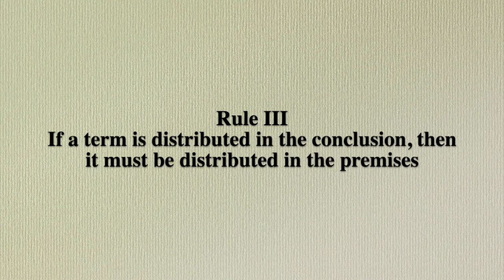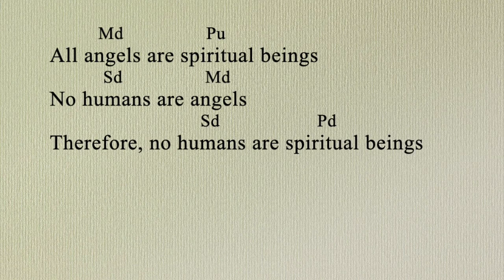If a term is distributed in the conclusion, then it must be distributed in the premises. Now, this rule keeps us from saying more in the conclusion than the premises allow. If I say something about some things, well, I can't then take that statement and use it to say something about all things. That is going further than my first statement does. Here's an example. All angels are spiritual beings. No humans are angels. Therefore, no humans are spiritual beings.